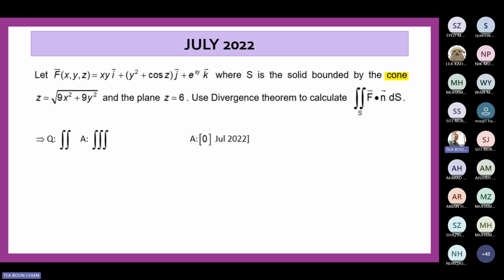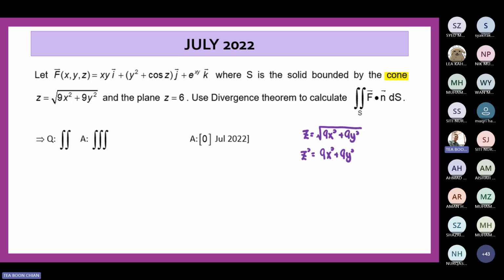All right, so first thing first, let us go through again the equation of the cone. Now look carefully at this cone equation first. You have z equals square root of 9x squared plus 9y squared. So if you put the square root to the left-hand side, it gives you z squared equals 9x squared plus 9y squared. Now, when you have the equation, try to arrange them into the same side first.